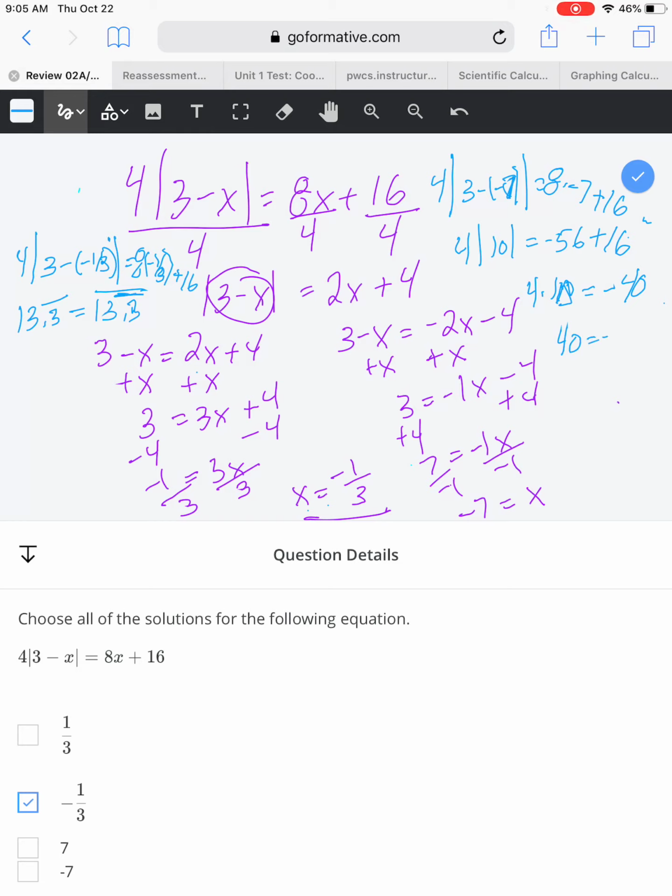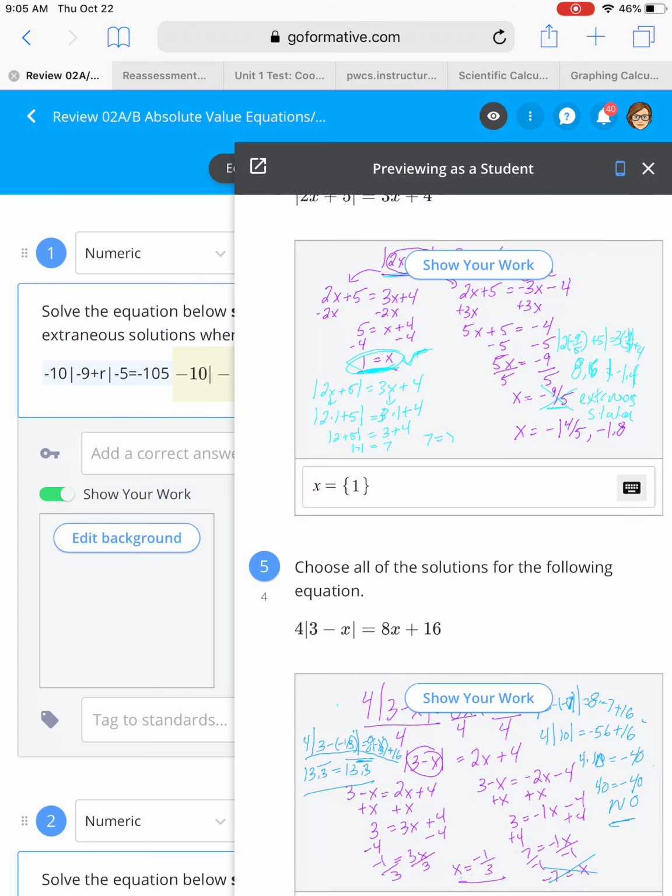Is positive 40 equal to negative 40? No, so I'm not going to check off negative 7. That is not one of the solutions. So the only thing that you're going to check is negative 1/3. And again, you can use Desmos for this one too. You can do the hand calculation or put it in Desmos, but just make sure that you're showing your check. You plugged it in, this is what you got.